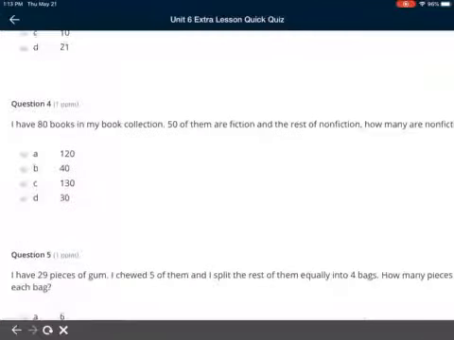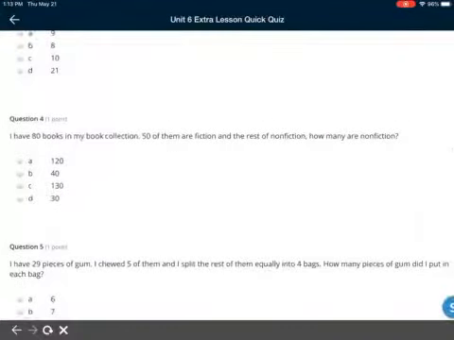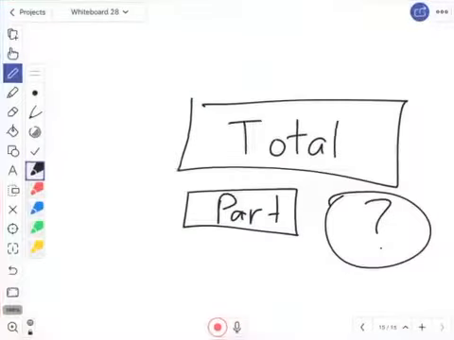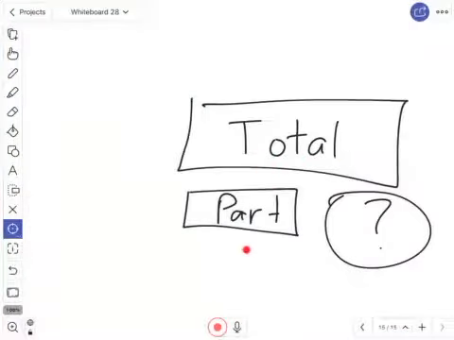Number 4, I have 80 books in my book collection. 50 of them are fiction. The rest are nonfiction. How many are nonfiction? Okay, well, again, I can use a comparison bar for that. I know my total. I think I know a part, but I don't know what my other part is.